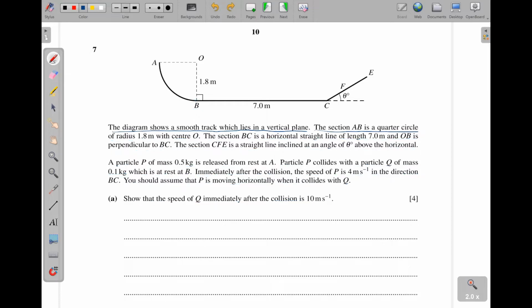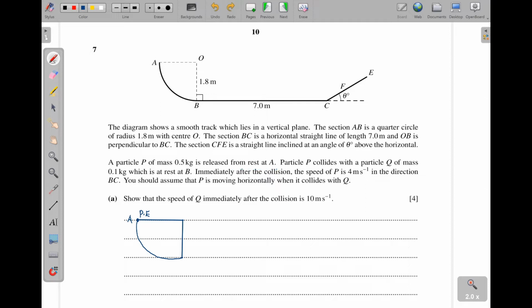Okay, now I'm going to look at this section here. Let me just draw it here. Now at point A there is potential energy, so I'm going to use the energy method. Why is there potential energy? Because there is vertical height from the horizontal. Since it is beginning from rest, we don't have kinetic energy here.